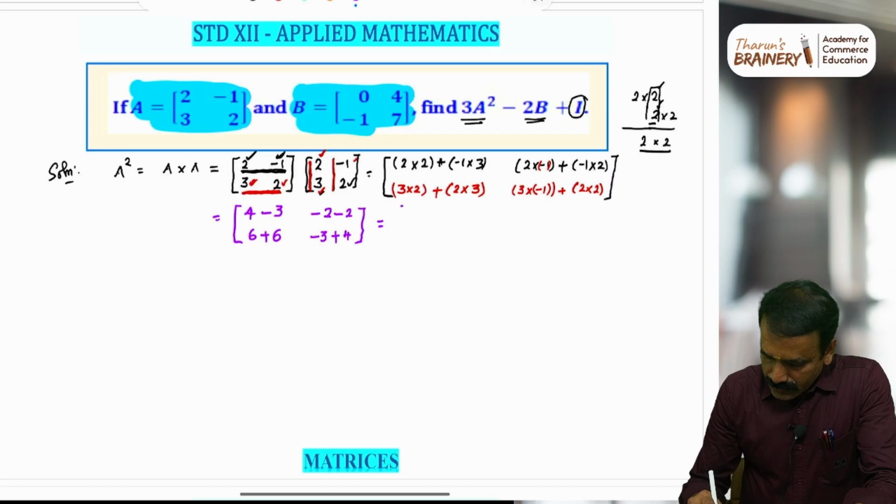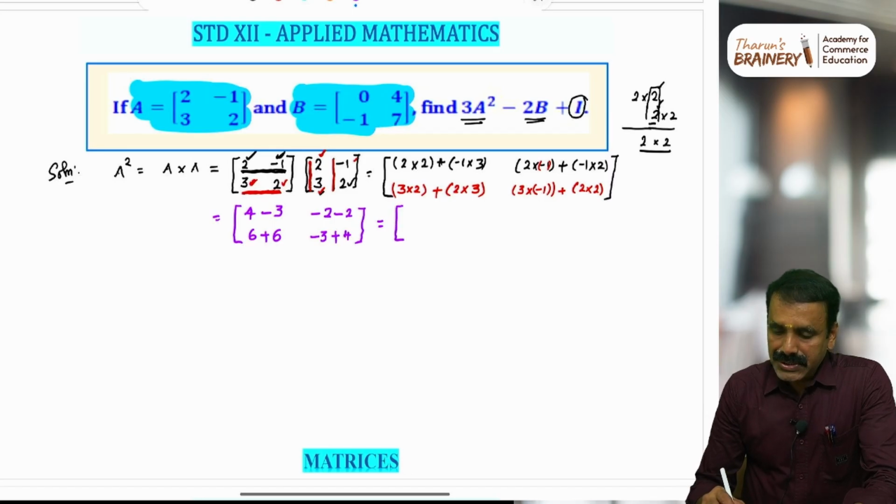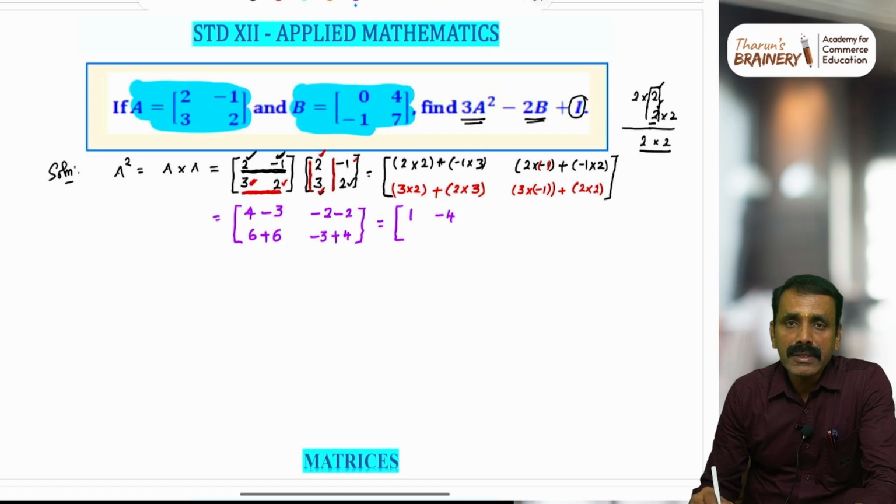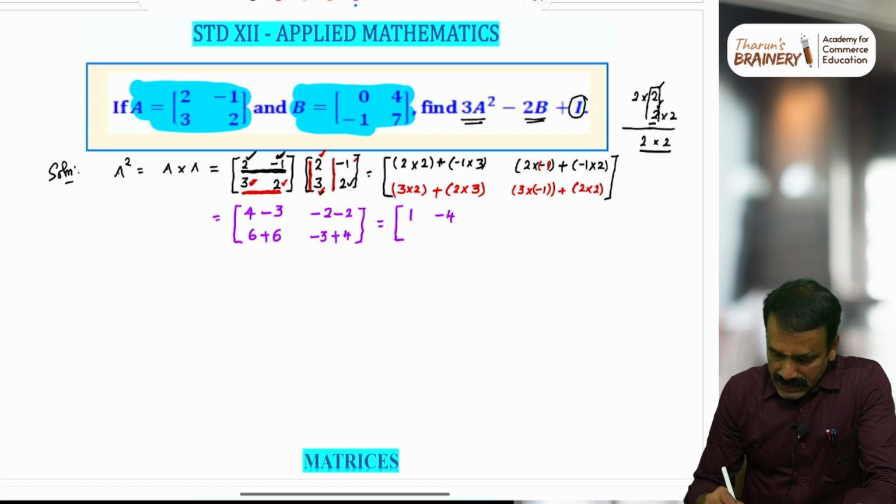which is equal to 4 minus 3. 4 minus 3, it is going to be 1. Minus 2 minus 2, it is going to be minus 4, because both are having the same sign, we add and put the same sign. 6 plus 6, add, so 12.